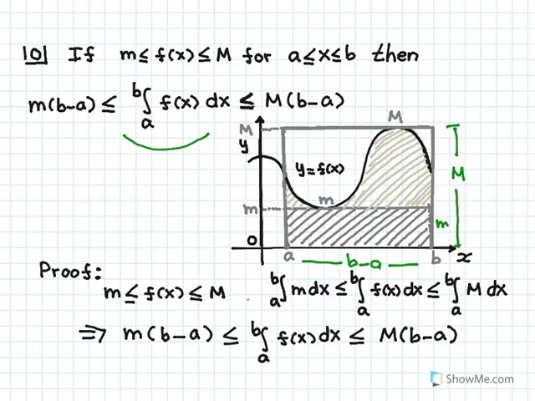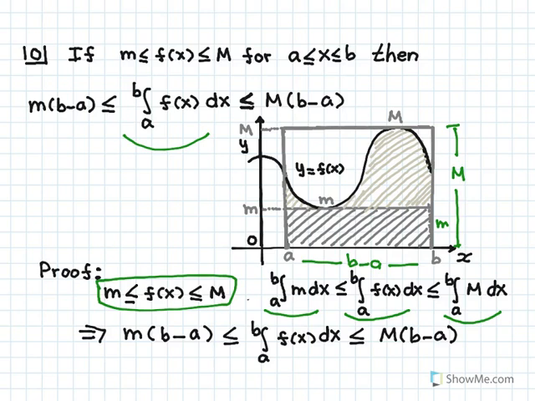So we have a proof here. So basically, f of x is bounded between capital M and small m on this interval. Now you integrate everything in this inequality. So the integral from a to b of m dx is less than the integral from a to b of f of x dx, which is less than the integral of M dx.